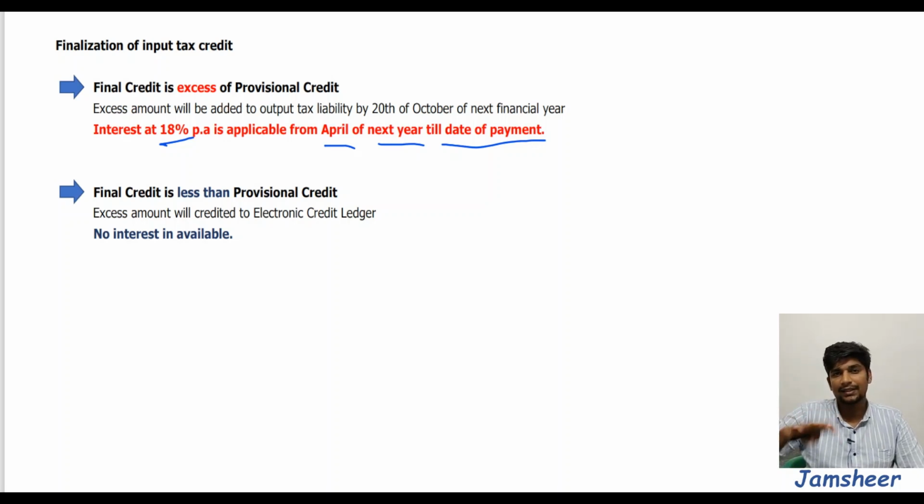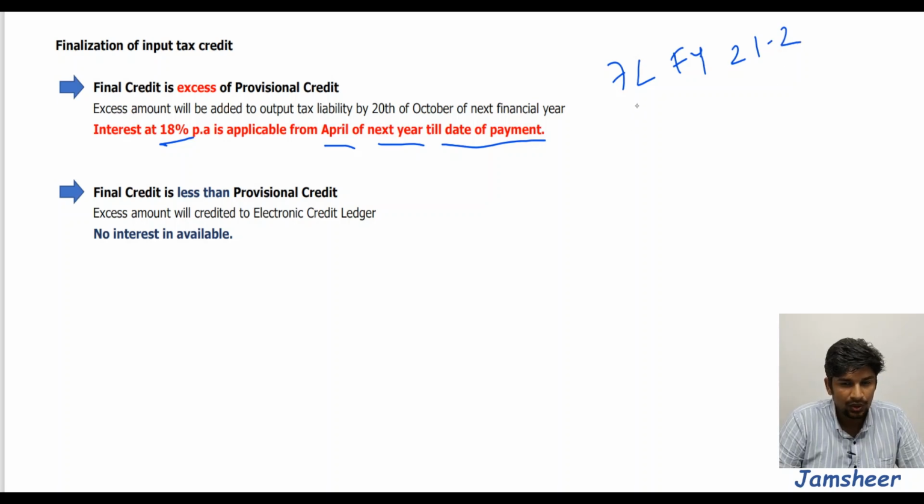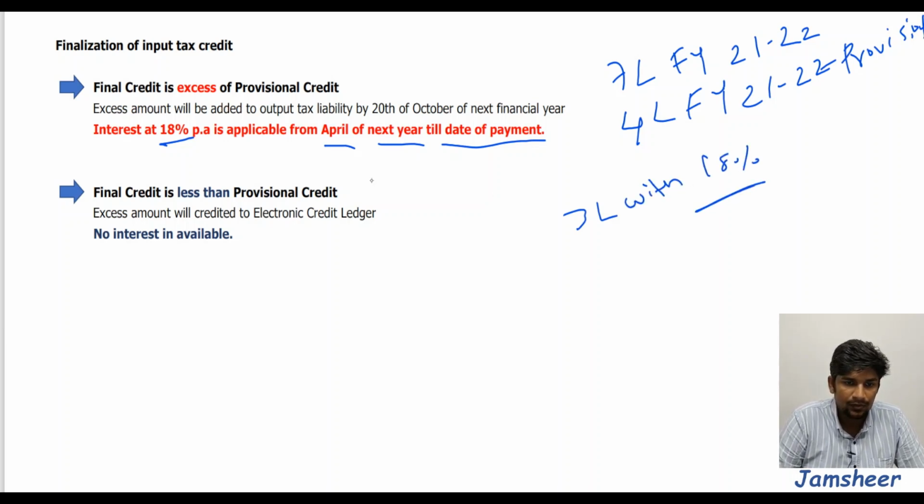So at the end of the year, we will get the actual exempted supplies and actual turnover for the whole year. For the whole year, we will be calculating the input tax credit, exempted supplies and total turnover. Then, if we get the final credit as 7 lakh rupees for the entire financial year 2021-22, and we have shown only 4 lakh rupees as provisional, then here comes the adjustment. The difference of 3 lakh rupees shall be paid with interest of 18% from April of next year till the date of payment. That has to be paid by the 20th of October of the next financial year.